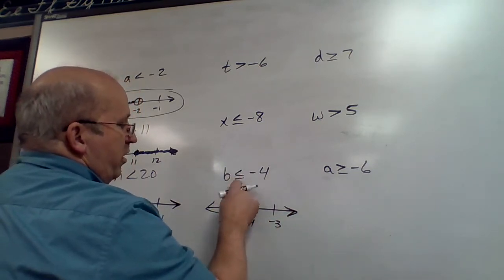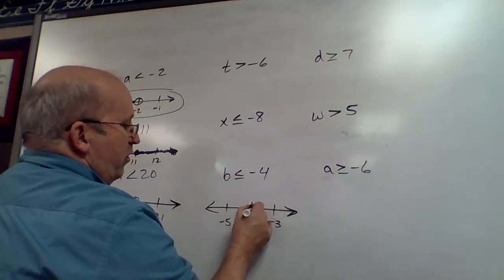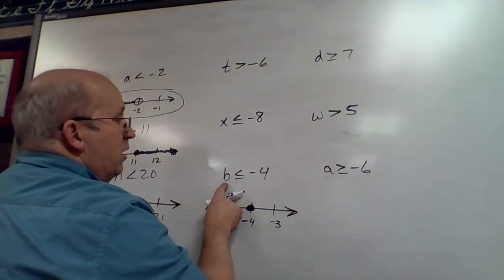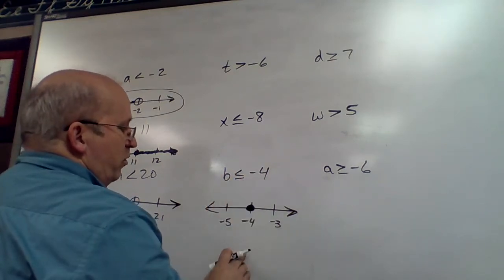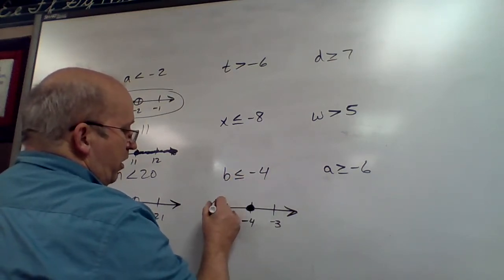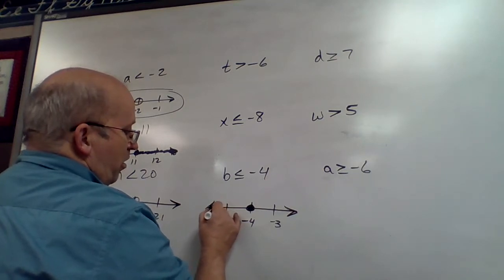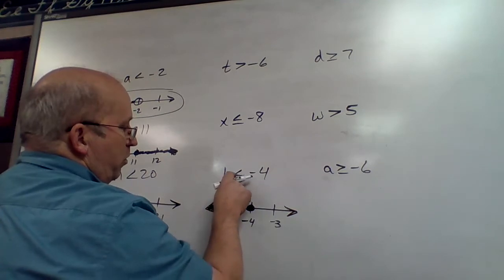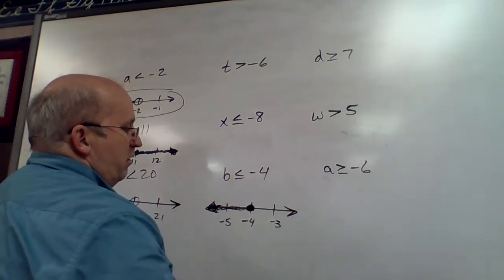Since I have a less than or equals to symbol, I'm going to use a filled in circle. And what would B be so that it's less than -4? Wouldn't it be the numbers on the left-hand side? Yes. So I'm shading the left side. The left side are the numbers that are less than or equals to -4.